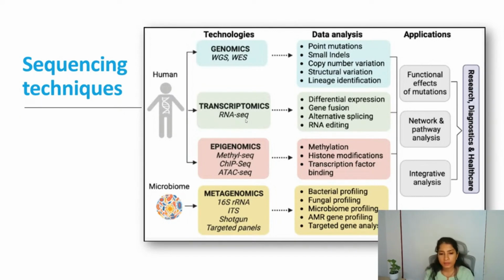And like I already mentioned, epigenomics is to understand the methylation patterns and also the protein-DNA interactions. We use ChIP-seq for that, and ATAC-seq is for understanding the regulatory regions of our DNA.